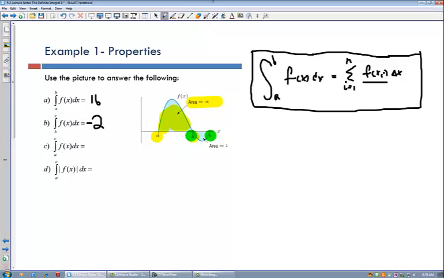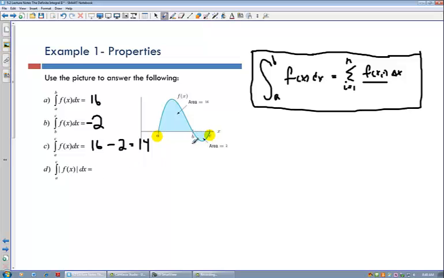Let's look at part C, and let's erase all this. If you now take a look at the integral from a to c of f of x dx, so we're going to go from here to here, you can't just add 16 and 2, because the answer is not 18. What the definite integral will see is that this is positive 16, but this is not positive 2, it's negative 2, so it'll take away 2, and you'll get back 14. Again, because the definite integral sees this area as being negative.